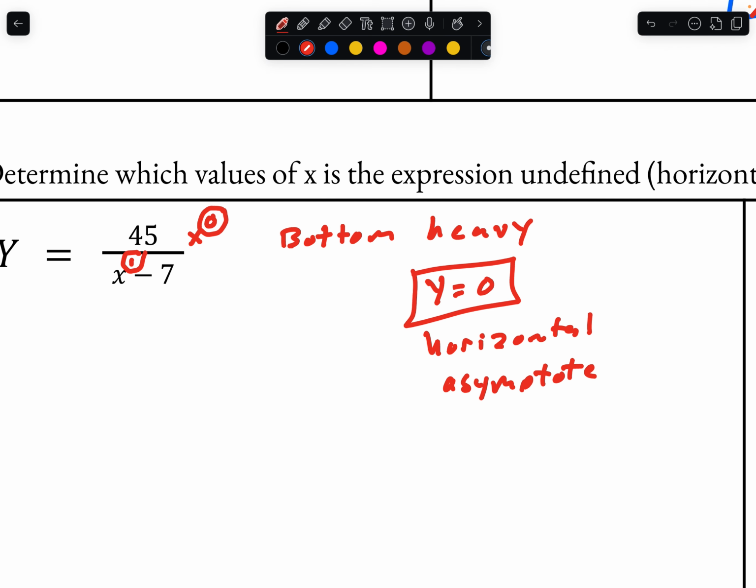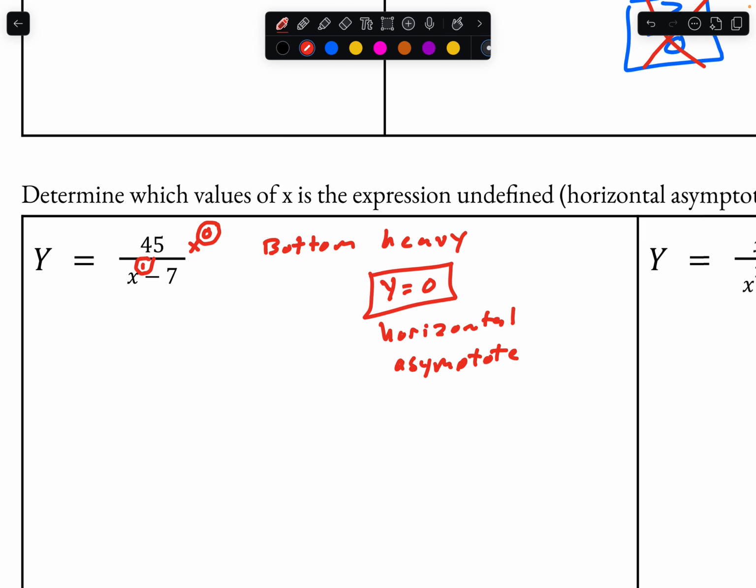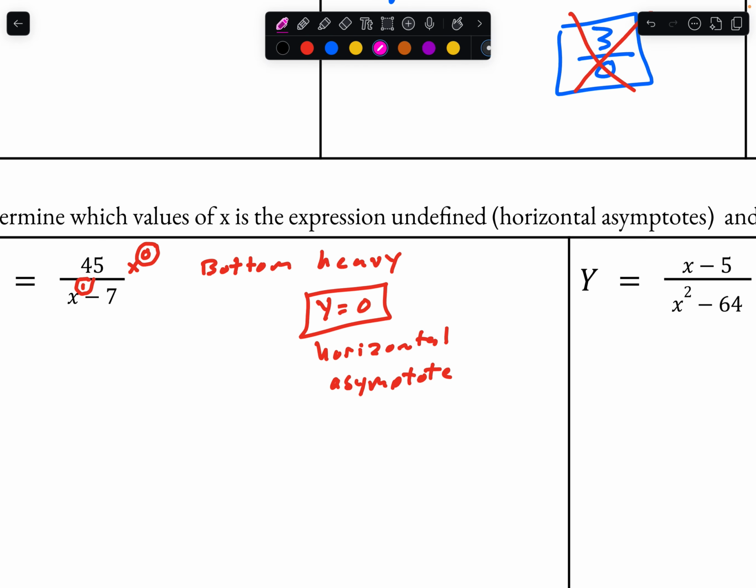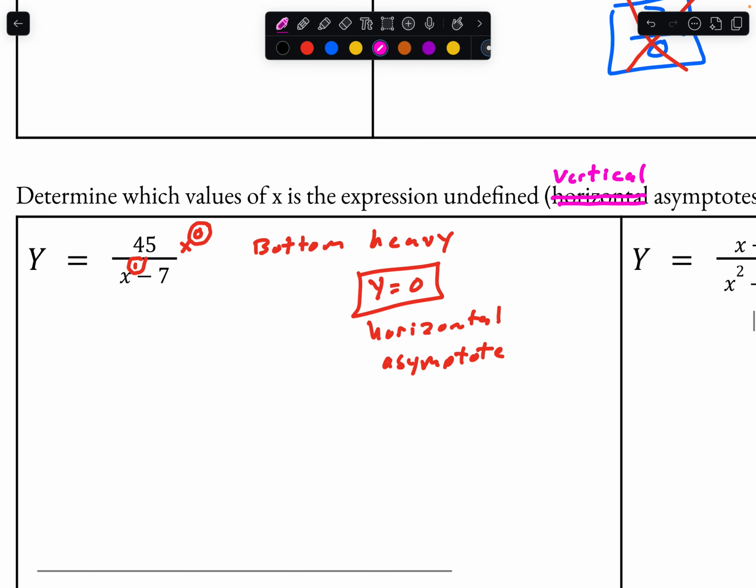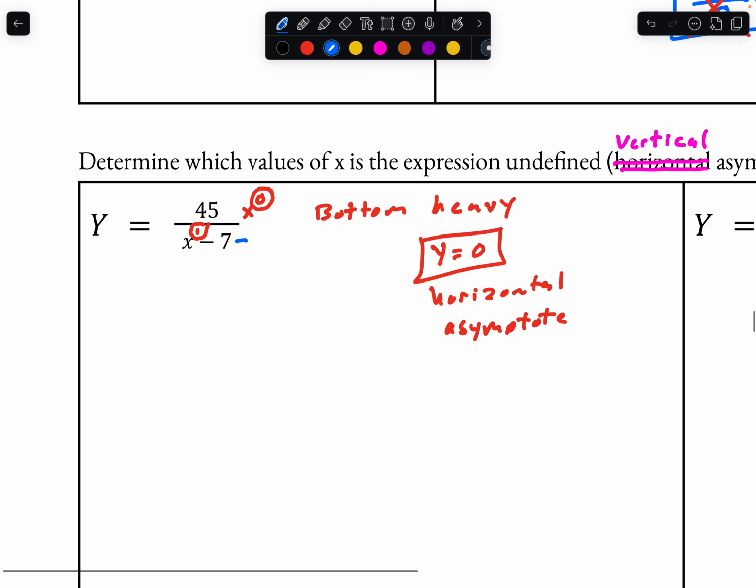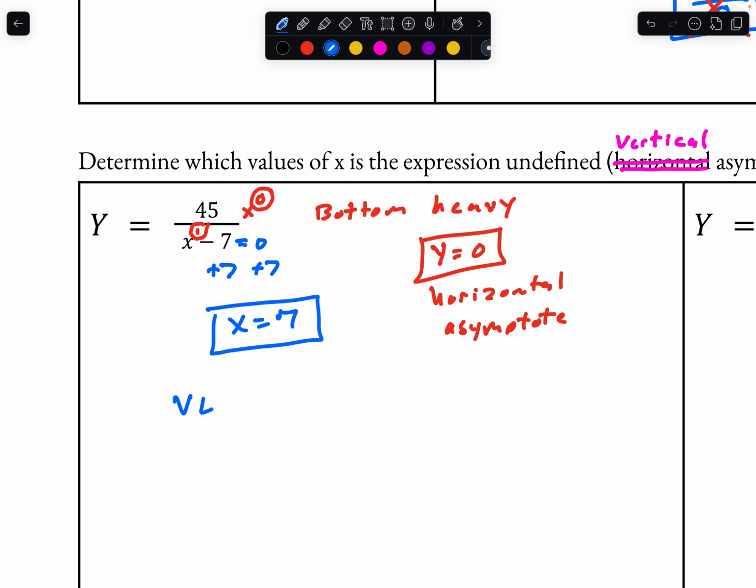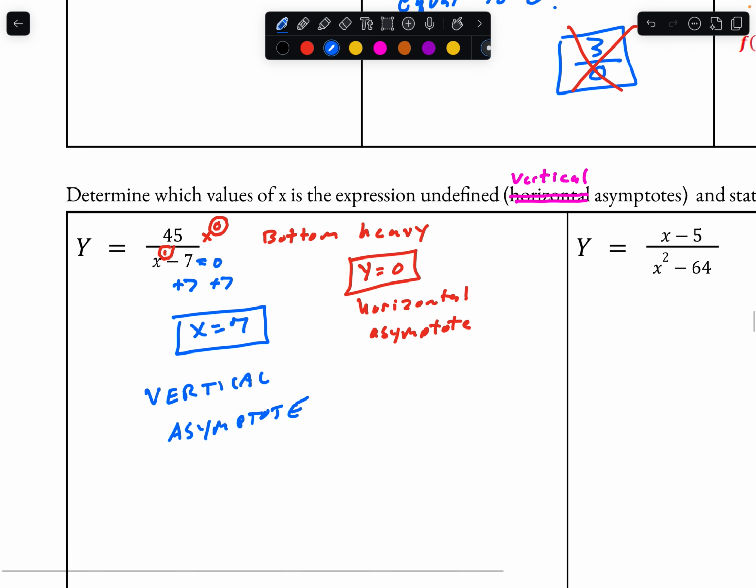For the vertical asymptote, we are looking at where the function is undefined. Cross this off right here, somebody made a mistake. I don't know who it was. This is a vertical asymptote, and you've done this already. It is where the denominator is equal to 0. If I add 7 to both sides, x equals 7. Here is our vertical asymptote. So now we have a horizontal asymptote and one vertical asymptote.